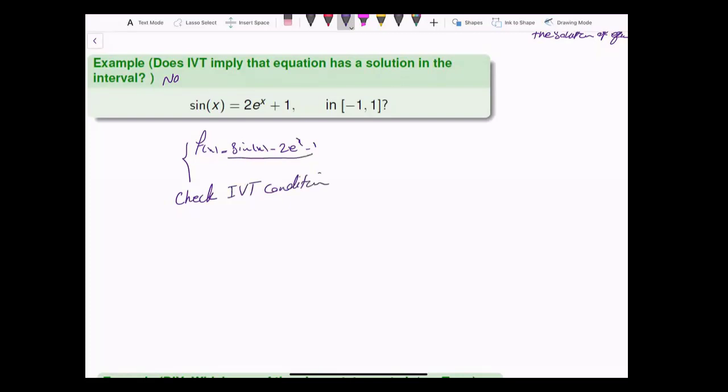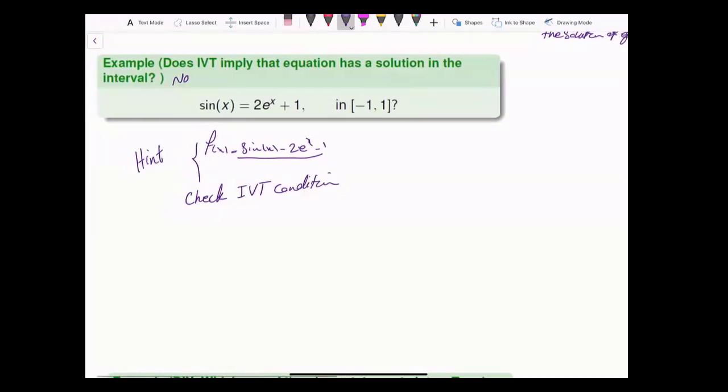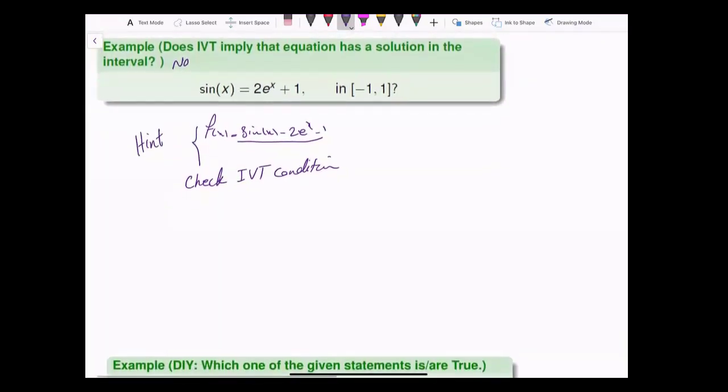This is a good function. It's continuous everywhere, specifically from -1 to 1. But when you evaluate, you will notice that this doesn't satisfy the conditions of IVT. So IVT cannot say that this equation has a solution. Actually, this equation doesn't have any solution. So I will leave this one as a question for you. If you want, you can take a screenshot at this point.